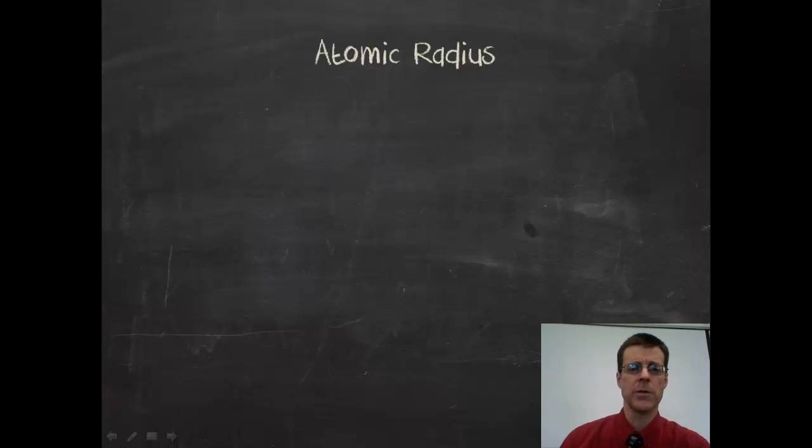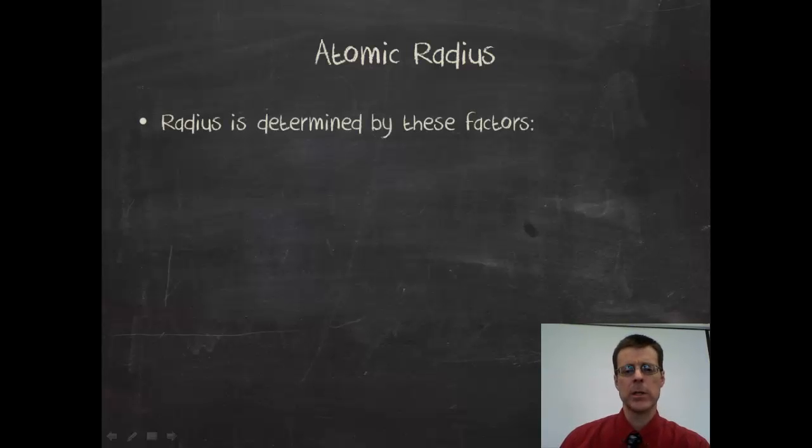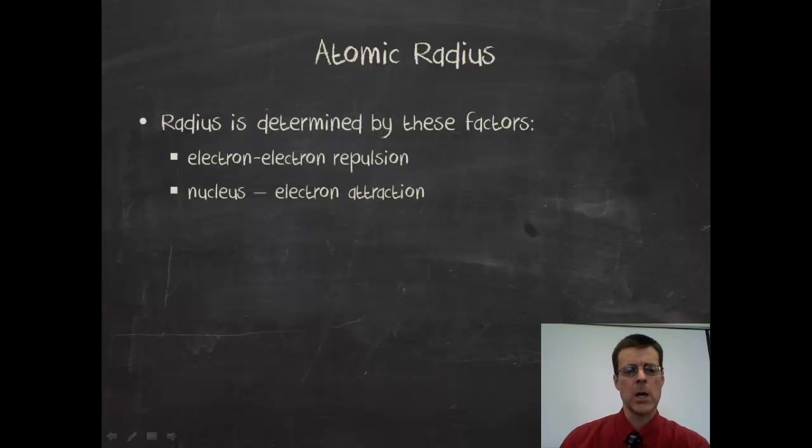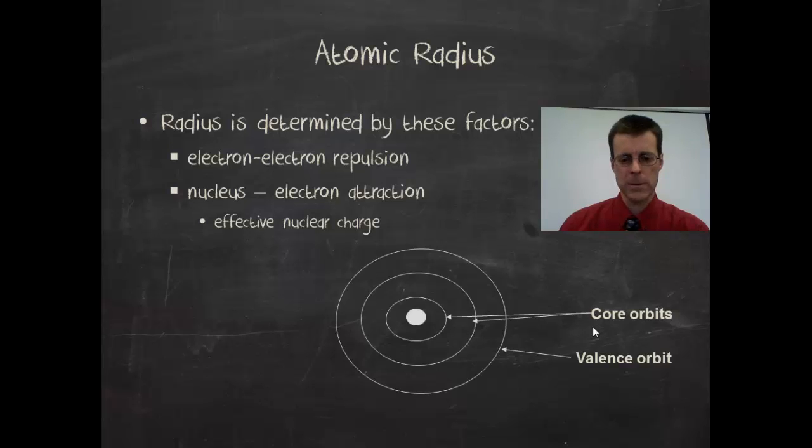One we're going to start with is atomic radius. Atomic radius is going to be determined by a couple of forces. There's a push force, the electrons pushing away, repelling other electrons, and there's a pull force, a positive nucleus attracting the negative electrons. And not just the nucleus, but we're going to have to talk about something called effective nuclear charge. We'll come back to that in a couple of minutes.